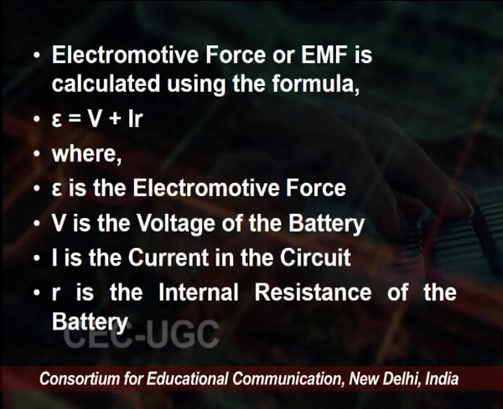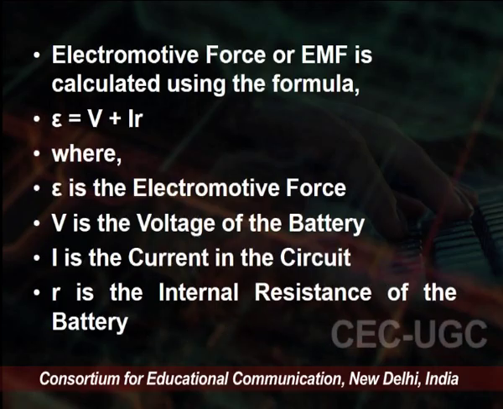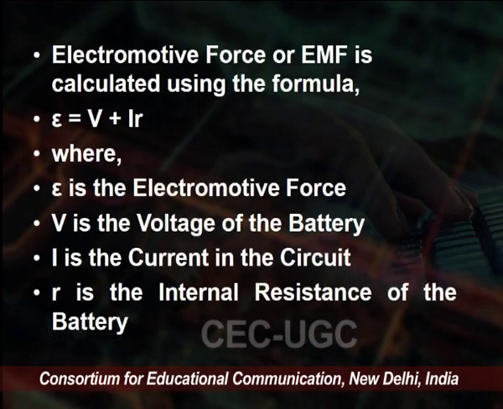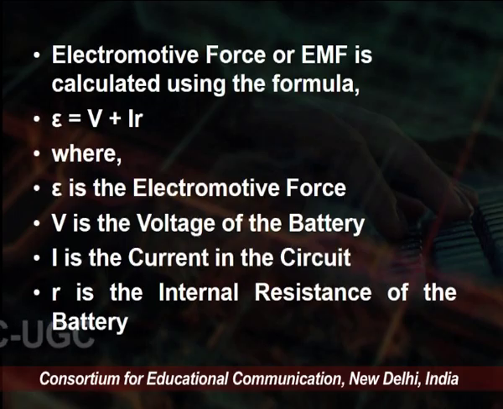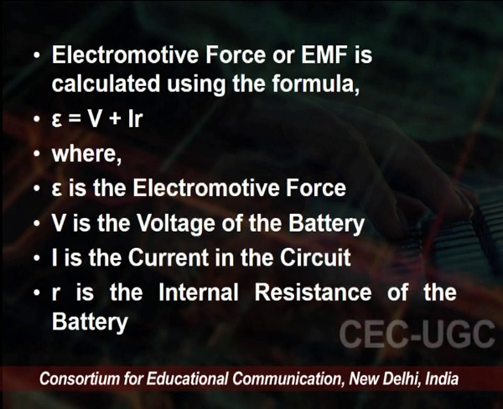We can see here epsilon, which is the electromotive force. Another is V, that is the voltage of the battery. Another is I, that is the current in the circuit. What is R? R is the internal resistance of the battery. So, the formula to calculate the electromotive force is epsilon equals V plus IR.